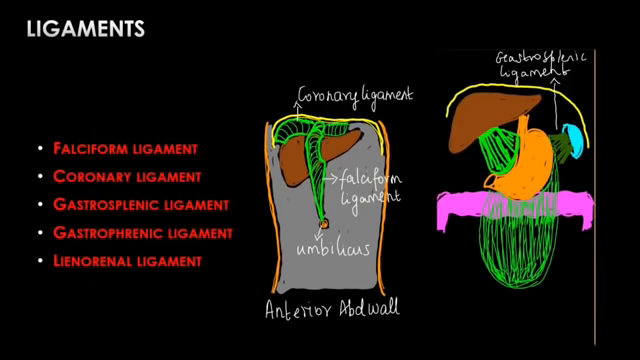There are also ligaments present. Those are just extensions of the peritoneum which get attached to the organs and give support to them. Those ligaments are the falciform ligament and coronary ligament, which attach to the liver from the anterior abdominal wall, and the gastrosplenic ligament, which attaches the spleen and the stomach. Also there is one more ligament connecting the diaphragm and the stomach, the gastrophrenic ligament. The lienorenal ligament attaches the spleen to the kidney. The kidney is present posterior to the spleen, so the spleen and kidney are connected by the lienorenal ligament.